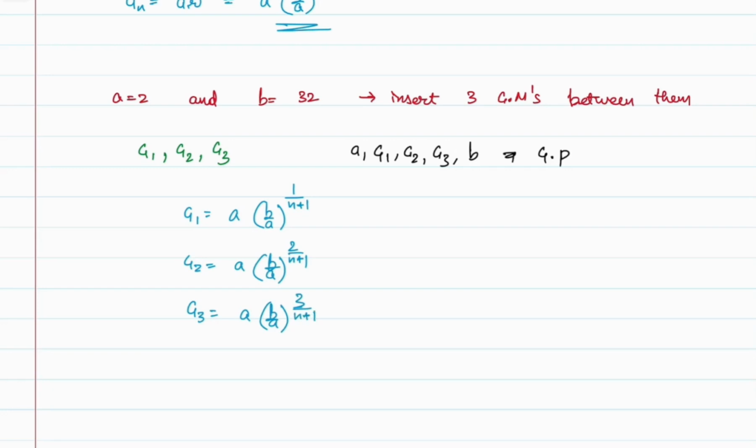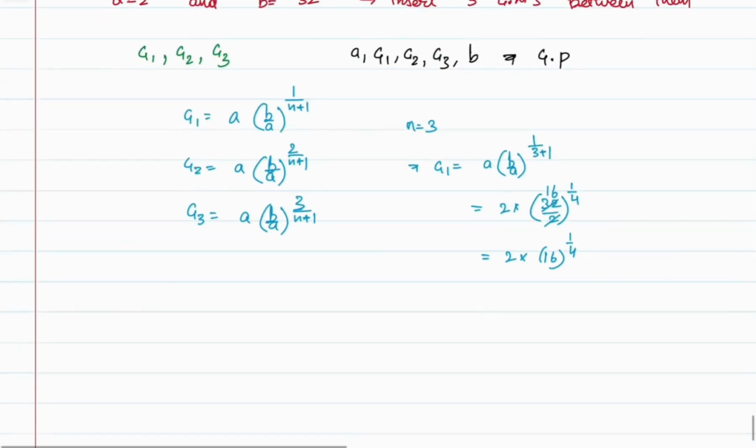Since we are inserting 3 geometric means, the n value is equal to 3. So when you substitute n equal to 3, we will have g1 equal to a into (b by a) power 1 by 3 plus 1. Now let's also substitute the values of a and b, which is a equal to 2 and b is 32. So 2 into (32 by 2) whole power 1 by 4. 32 by 2 is 16, so it becomes 16 power 1 by 4. And we know that 16 is 2 power 4. So this becomes 2 into (2 power 4) whole power 1 by 4. Now this will be equal to 2 into 2, which is equal to 4.